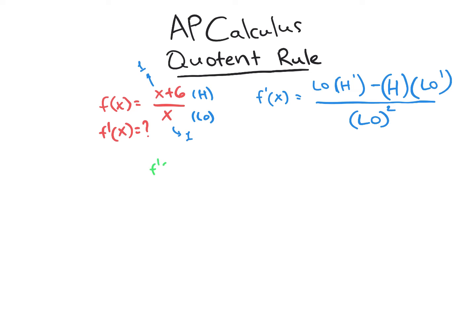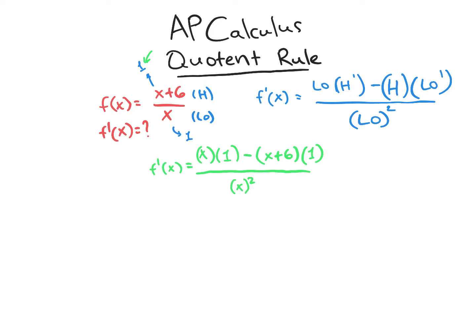So f prime of x is equal to low times high prime. Low is x times high prime is 1 times 1 minus high, x plus 6, times low prime, which is 1. So low, they say low d high minus high d low over low squared. And d is just referring to the derivative of the high, which is high prime, over low squared. And that's our x squared.